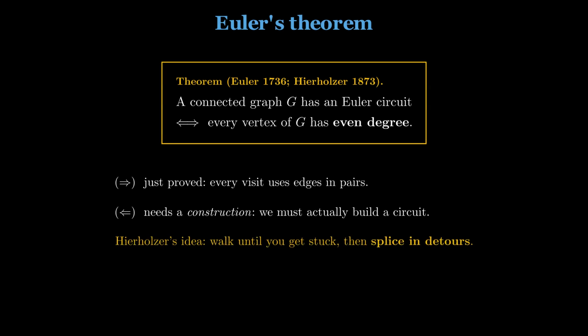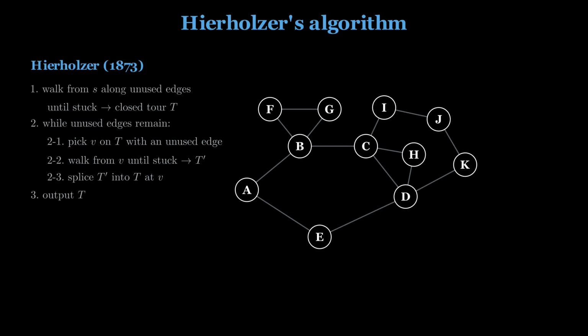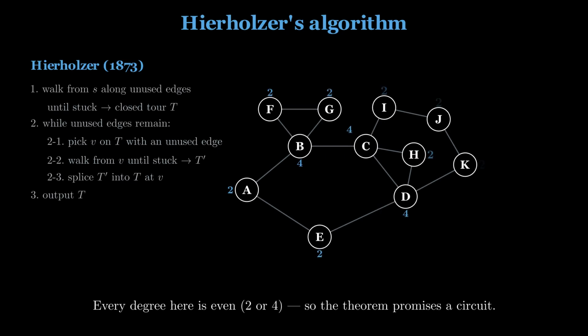The idea is due to Hierholzer. Walk until you get stuck, then splice in detours. Here is Hierholzer's algorithm and a graph to run it on. First, check the degrees. Every one of them is even, 2 or 4, so the theorem promises a circuit.